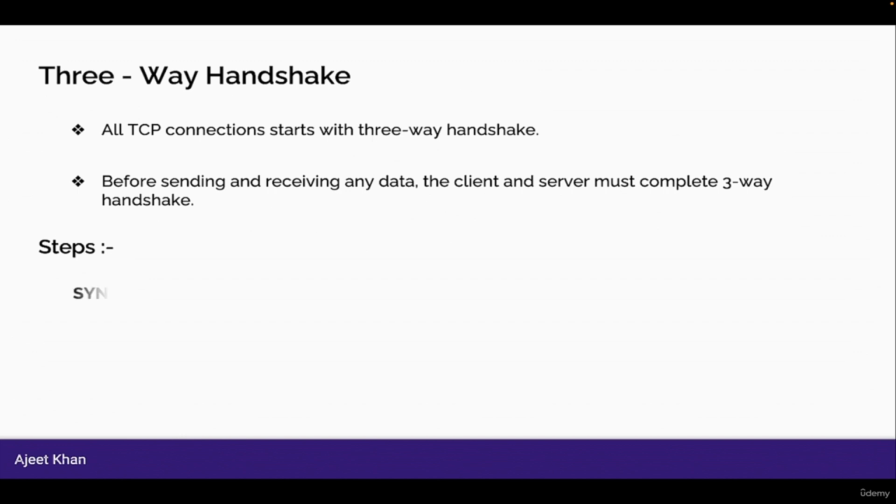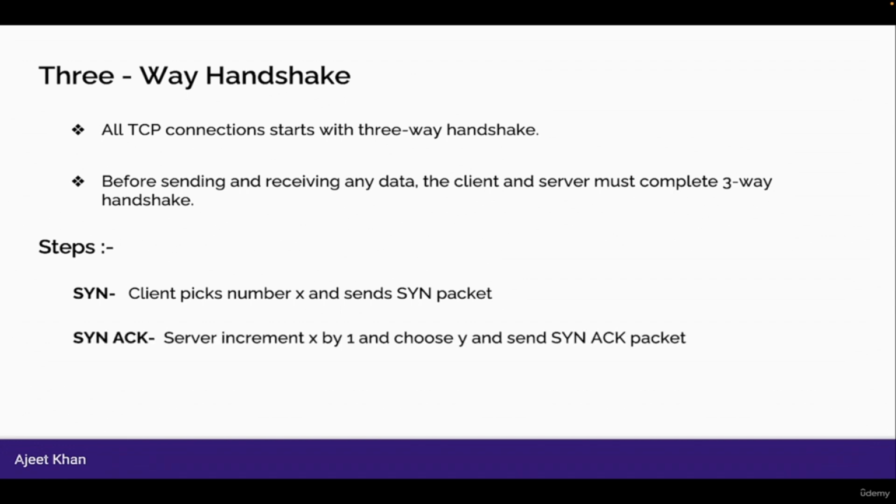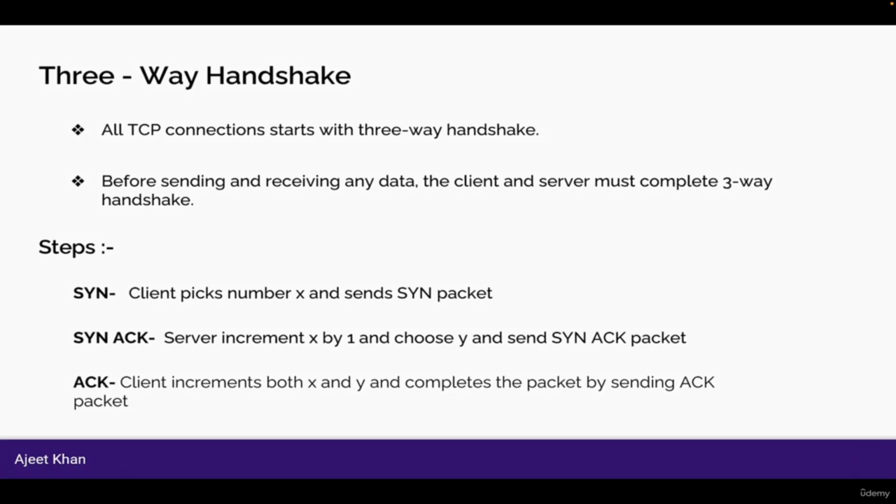Those steps are: the client picks a number x and sends a SYN packet. We call this packet a SYN packet, and the client picks the number x randomly. The server receives the SYN packet, increments the number x by 1, chooses another number y, and sends a SYN-ACK packet. Once this is done, the client receives the SYN-ACK packet, increments both x and y, and completes the handshake by sending an ACK packet.